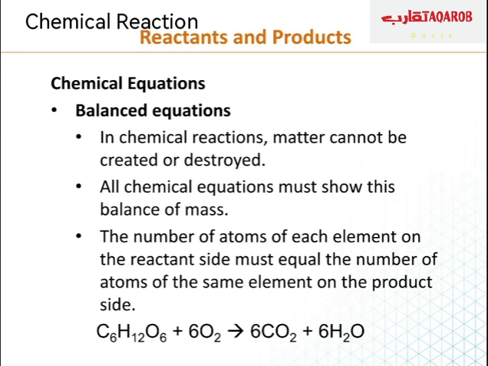And last, for oxygen, you will find in the glucose 6 oxygen, and there are 6 molecules of oxygen, O2. That will be 12 plus 6, 18. And the end product also has 6 O2 plus 6 O, that's 18. So there are 18 oxygen atoms.